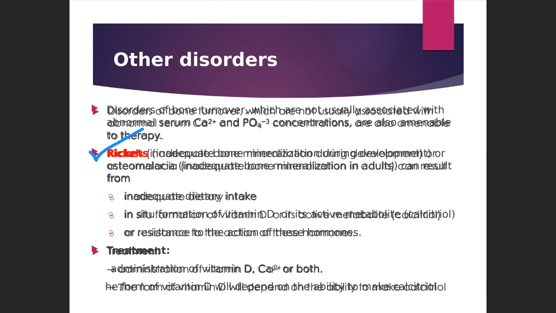It can be caused by inadequate dietary intake, inadequate formation of vitamin D, failure to activate the metabolite calcitriol, or resistance to the action of the hormone. What is the treatment we can give in these types of disorders? The treatment can be administration of vitamin D or calcium, or both, in the form of tablet or capsule. And the formation of vitamin D will be dependent upon the ability of calcitriol.